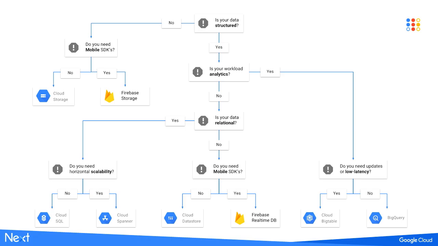One of the questions that I just went through, I used a lot of words. Flowcharts are usually helpful. So what we did here is we put together a decision tree that allows you to decide which database service you would use for which offering. So first of all, is your data structured or unstructured? If your data is unstructured, you're going to put it into Google Cloud Storage. That way you can use it and access it there. If you need mobile SDKs, then Firebase Storage will provide you a mobile SDK onto Google Cloud Storage.